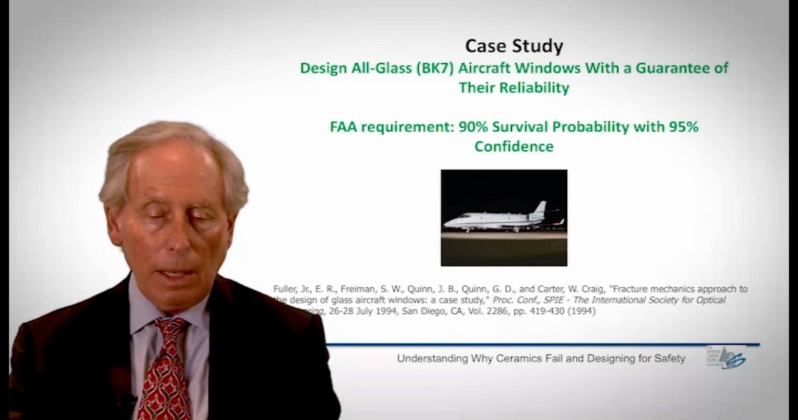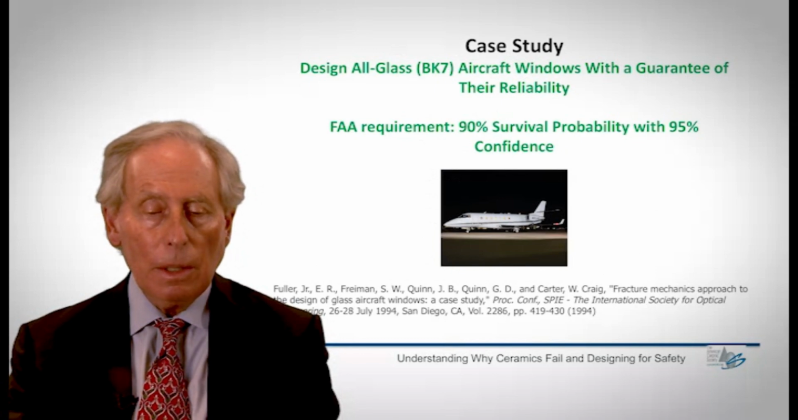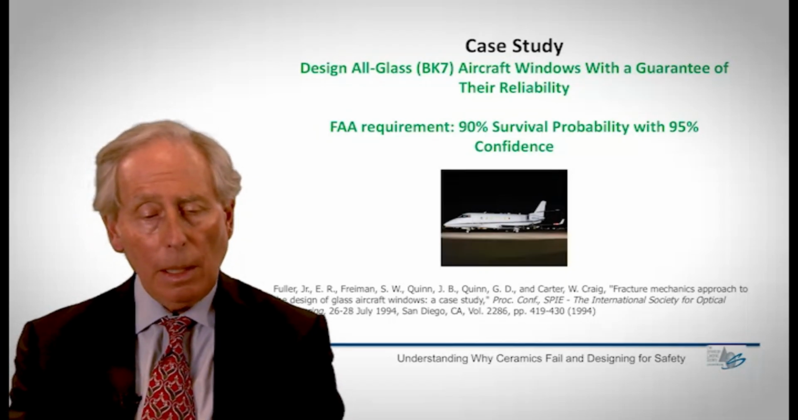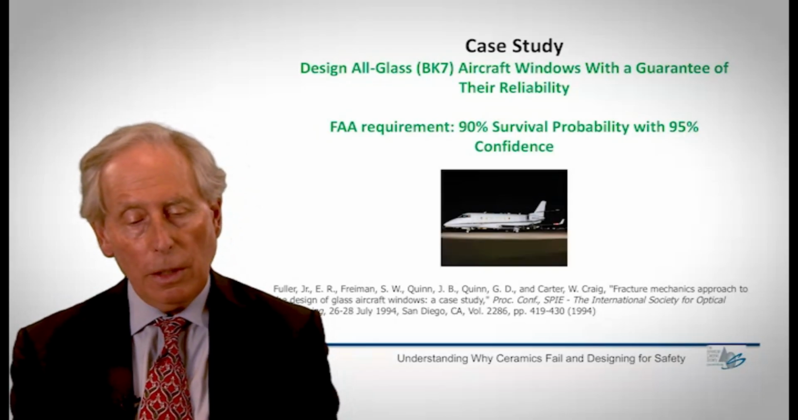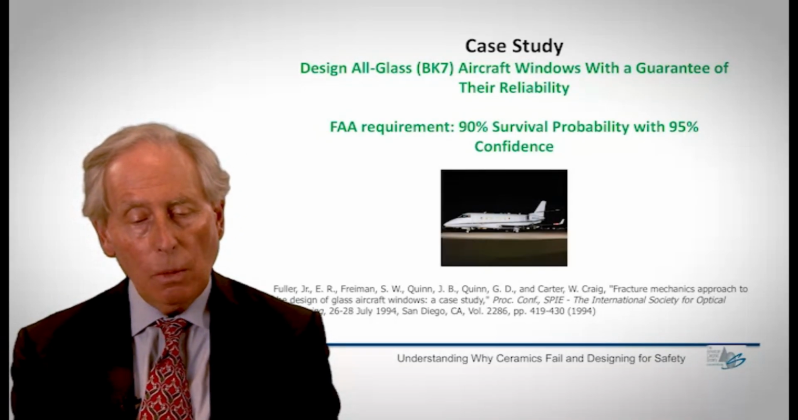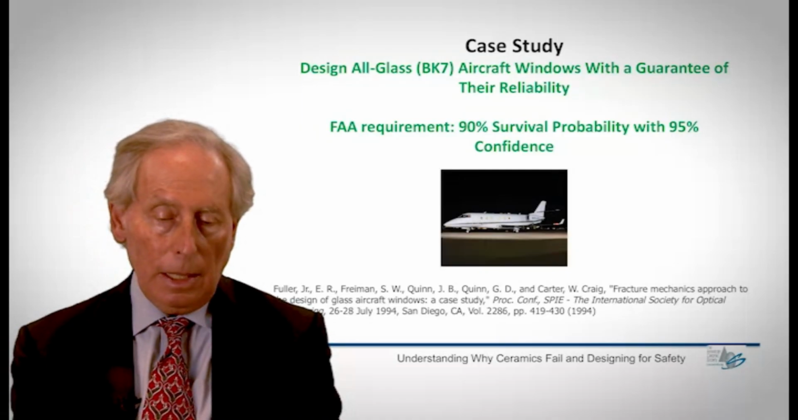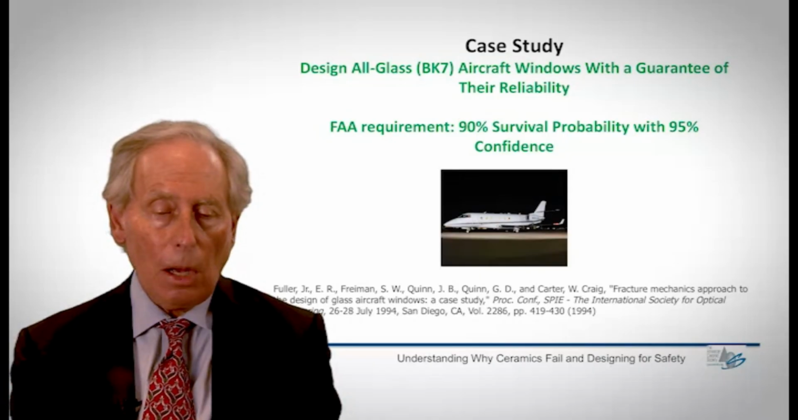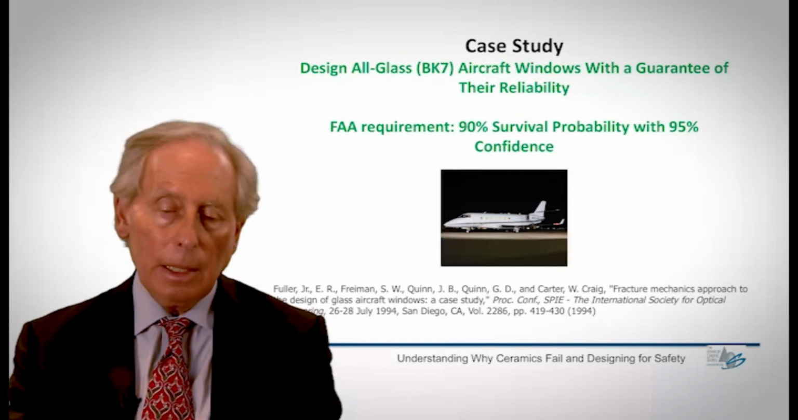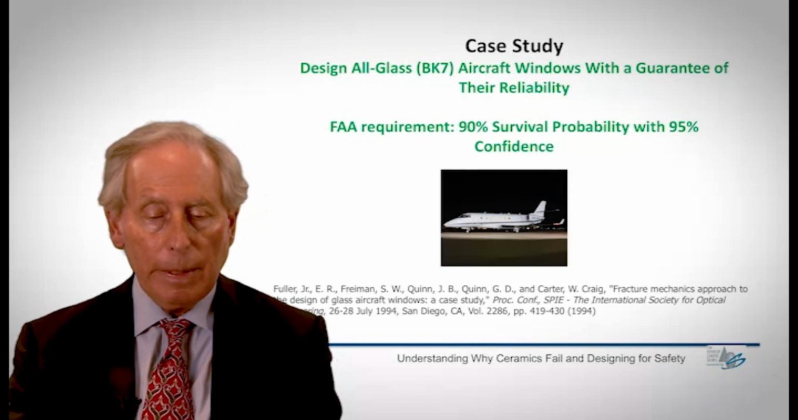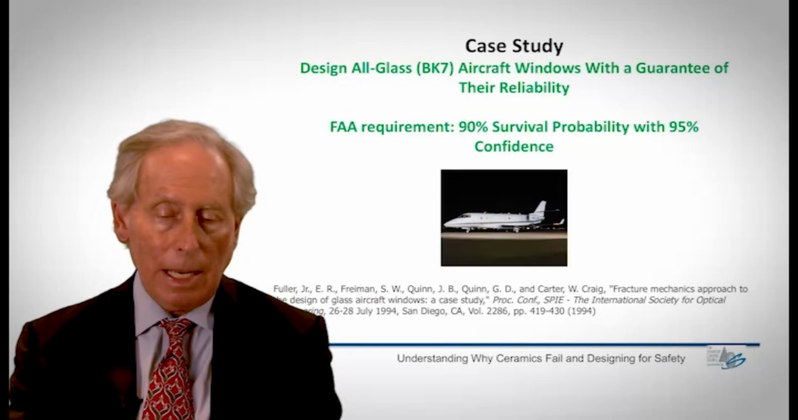Moving forward then, what I want to jump into is how we use this to actually determine in a real material. A number of years ago, we were approached by the Federal Aviation Administration, who wanted us to assure that an aircraft window in an aircraft would not fail in flight. And this was an unusual aircraft window in that it was all glass. It was a BK7 borosilicate glass, and they needed to be sure that the requirement was a 90% survival probability, and the confidence in that survival probability would be plus or minus 2.5%, 95% confidence.